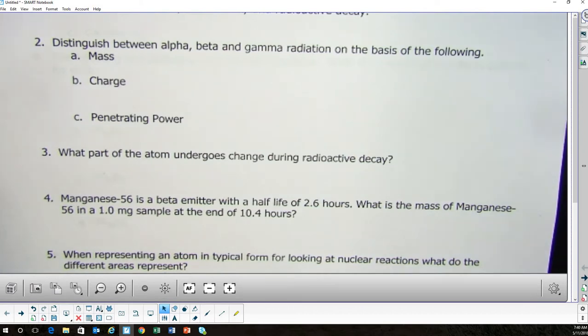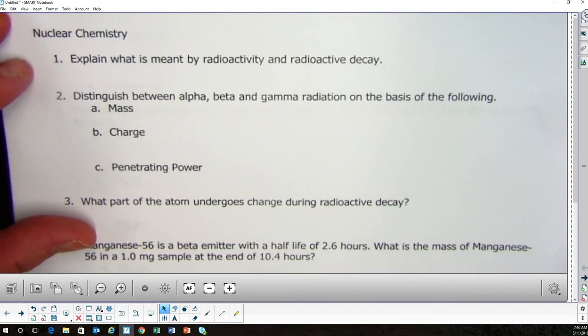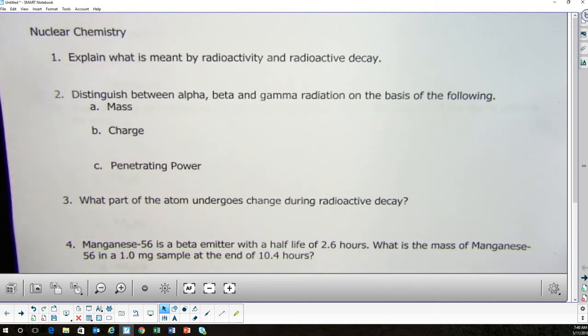Okay, so first of all, let's go back up to the top. We're reviewing nuclear chemistry. What is meant by radioactivity and radioactive decay? Anybody have any ideas? How would you define radioactivity and how would you define radioactive decay? They're two different things. They're related.